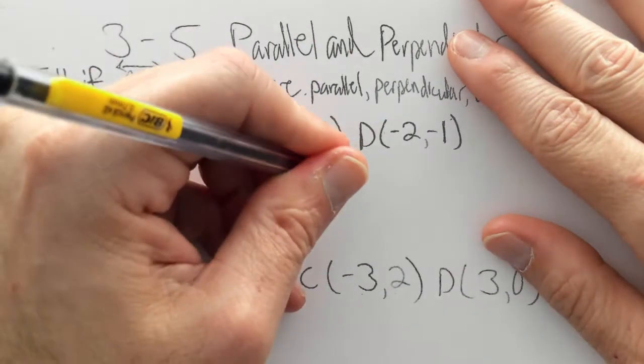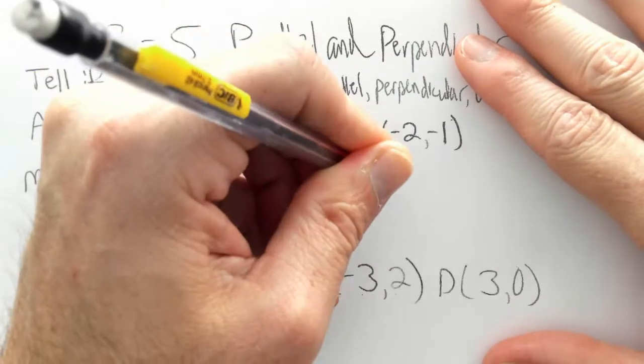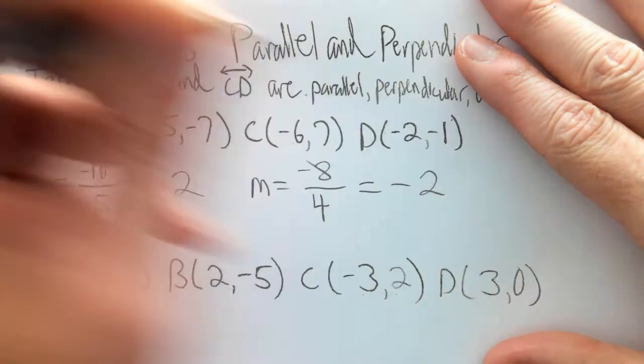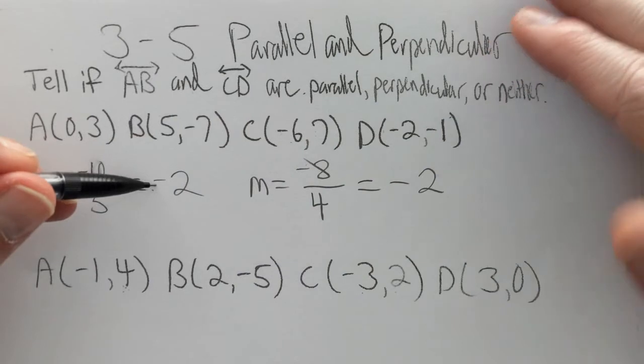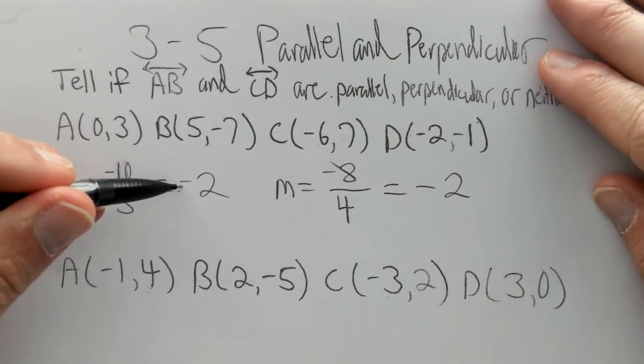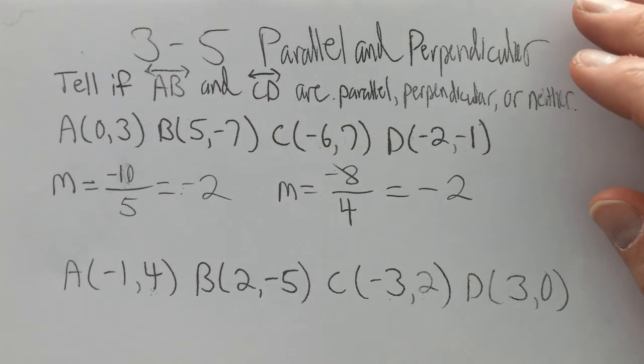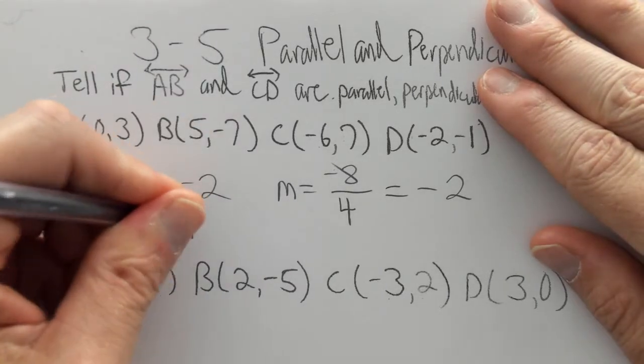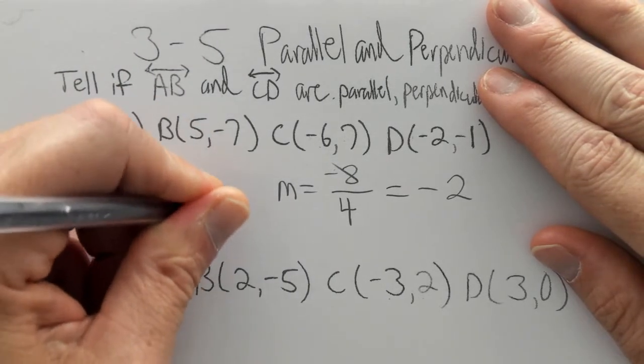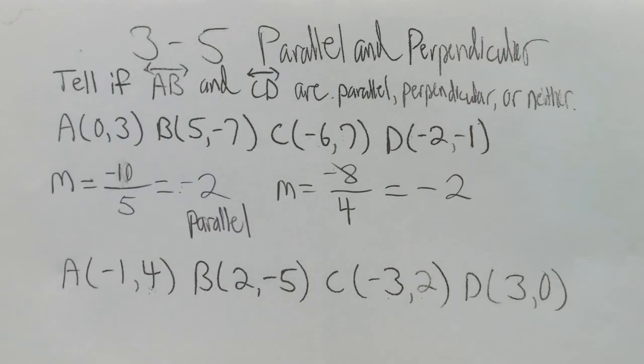Okay, let's finish dividing this out. Negative divided by a positive is negative. 8 divided by 4 is 2. So the slope of line AB is -2. The slope of line CD is -2. They have the same slope, and since they have the same slope, we know that the lines are parallel. So parallel is the correct answer here. These 2 lines have to be parallel because the slopes are the same. And that's how we would go about answering these questions.